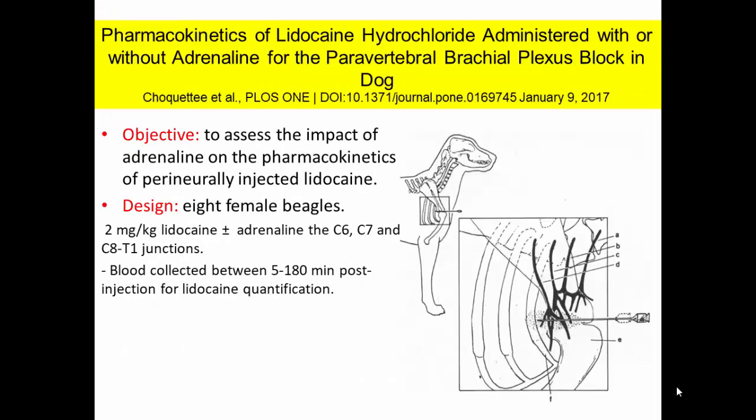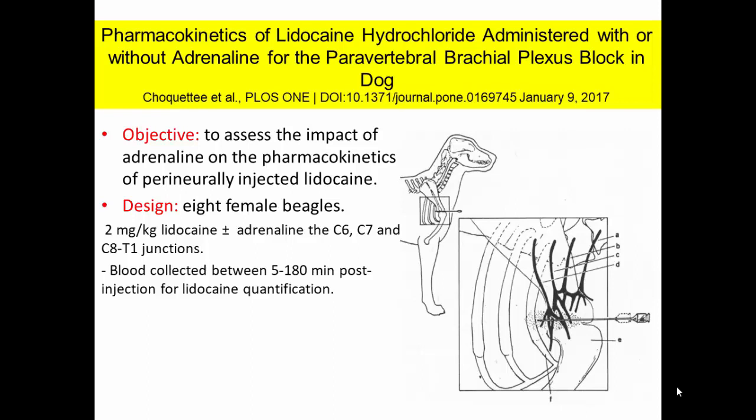Now, one of the issues with infiltration anesthesia is that sometimes very high amounts of the local anesthetics are necessary, and if they were to be absorbed very rapidly, there is always the risk of creating toxicity. So you may come across formulations that combine the use of lidocaine with epinephrine, and in this study they look at the impact of adrenaline on the kinetics of lidocaine injected into the paravertebral brachial plexus, which you may need to do if you were to amputate the front leg of this dog.